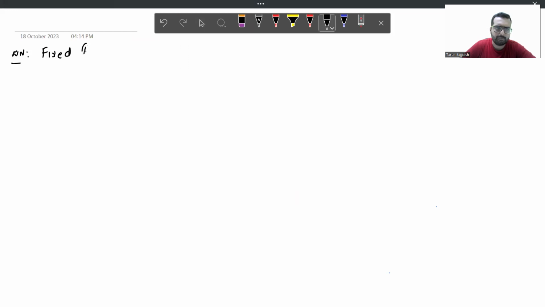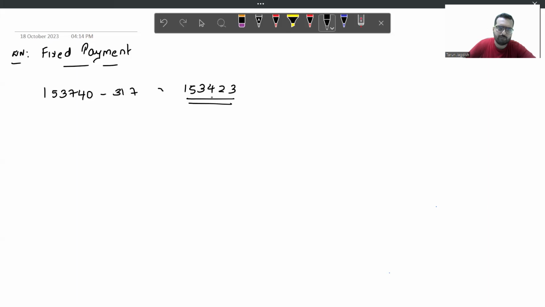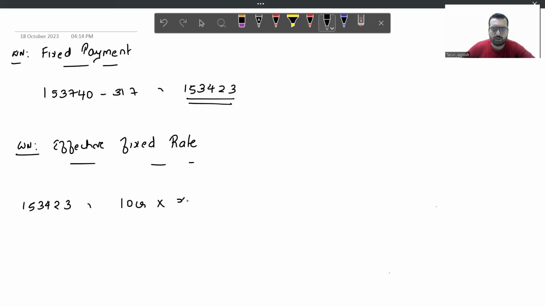Fixed payment. So fixed payment will be equal to 153,740. From this I'll reduce 317. So I will get 153,423. Next working note, therefore we will write down the effective fixed rate. So the formula for this one would be 153,423 is equal to 10 crore into some percentage into 7 divided by 365. So when you do a backward working, you get the value of X as 8%.